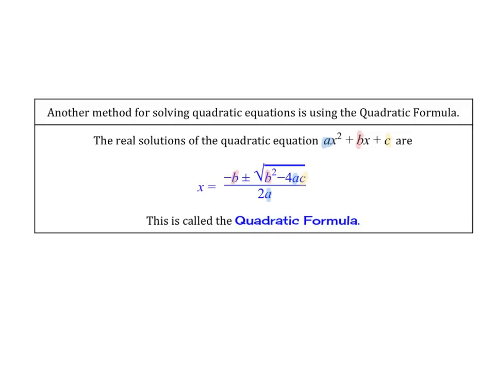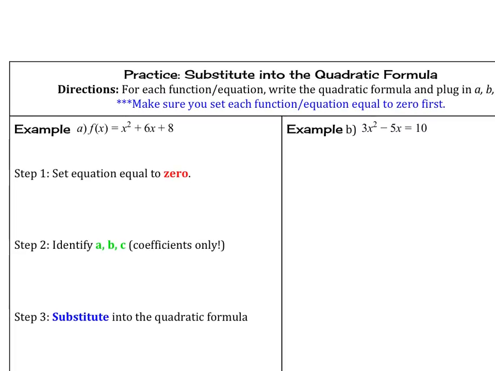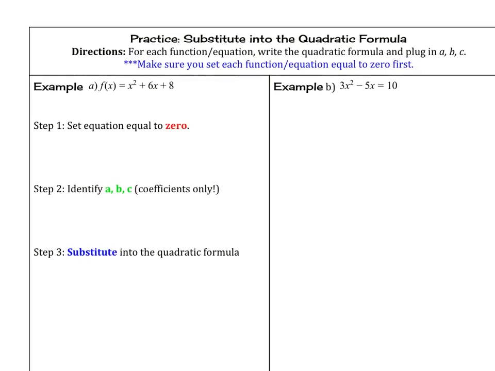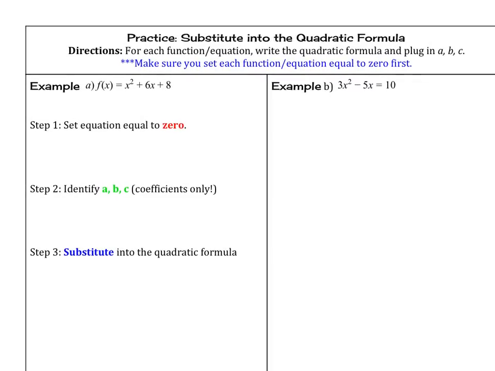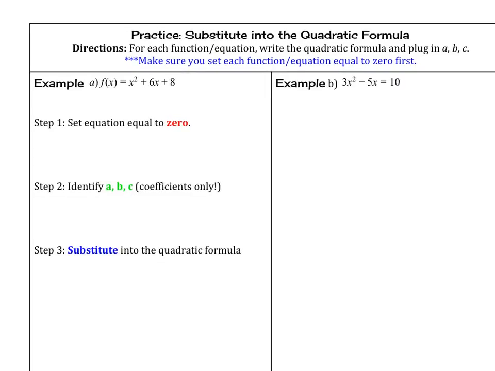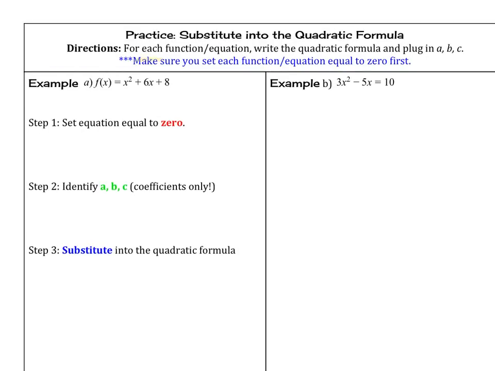So what we're first going to do is practice plugging into the quadratic formula. We're going to practice substituting into the quadratic formula for each function or equation. Write the quadratic formula and plug in a, b, and c. Make sure you set each function equal to 0 first. So really important that we do that, because it does change the values if it is not set equal to 0 first.